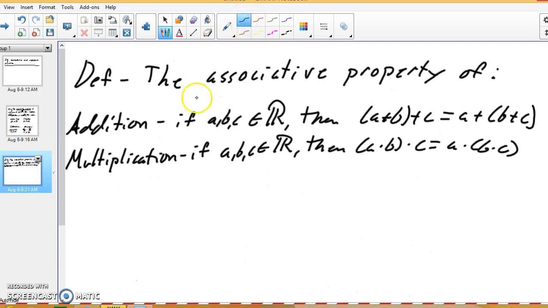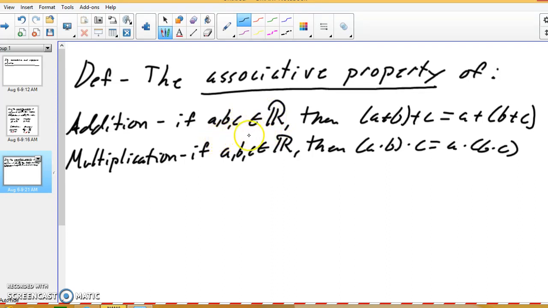The next one we're going to go through is the associative property. Again, this is very similar to the last one, only now we are using 3 different numbers instead of 2. So, the associative property of addition is if A, B, and C are elements of the real numbers. Again, we went over that. That means they're integers, rationals, or irrational numbers.